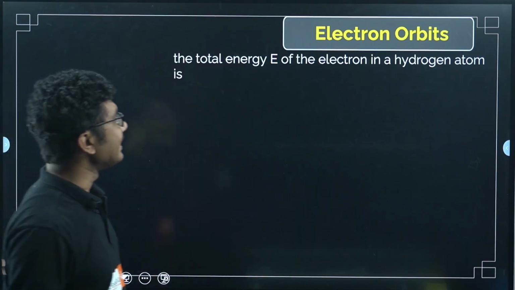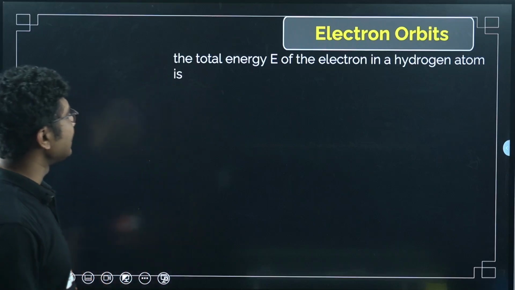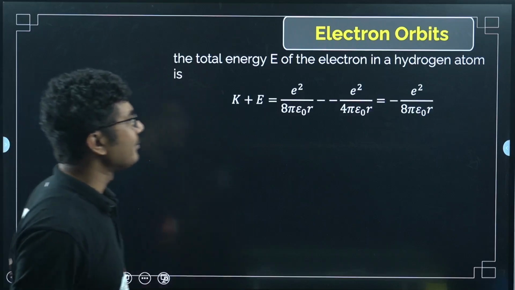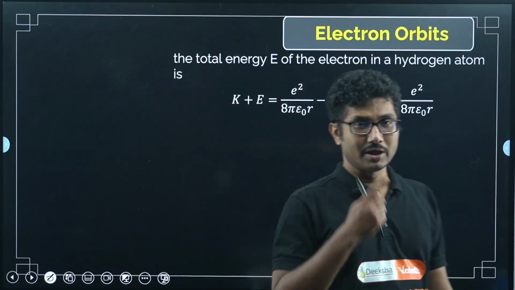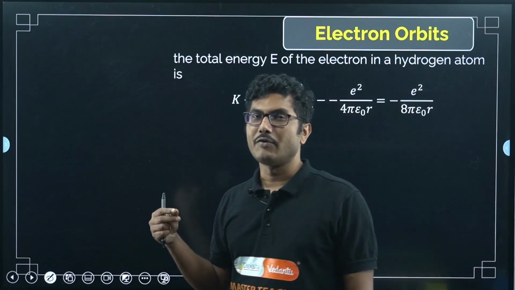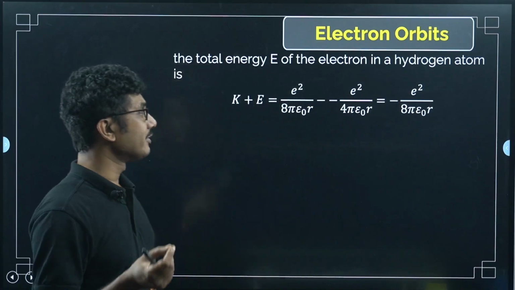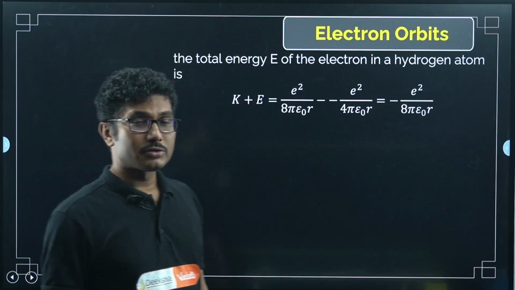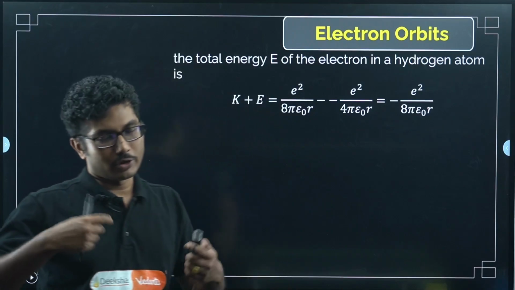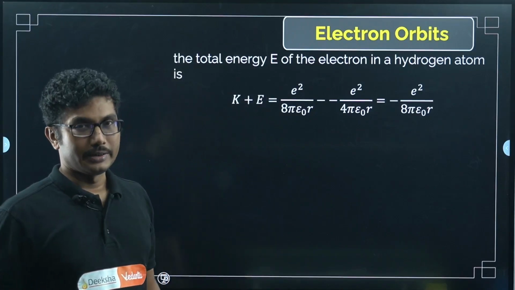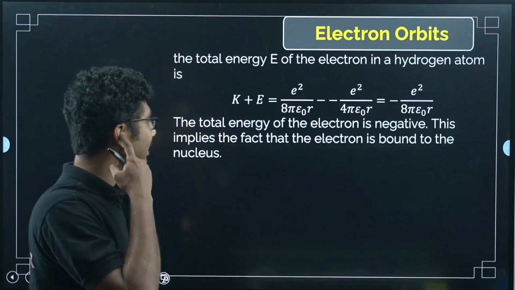The total energy E of the electron in a hydrogen atom is given by, and everything we are doing is for the hydrogen atom only. We will see that for any atom other than hydrogen, even Bohr's model is not valid. Rutherford's model is not valid in any way either.